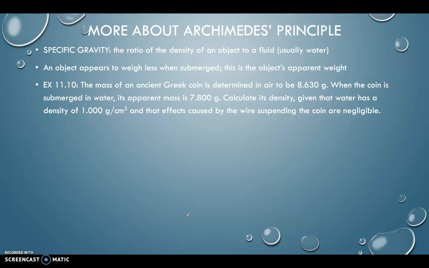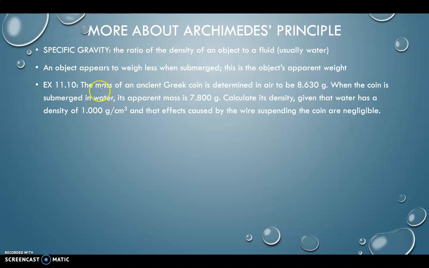So that's kind of the idea that we were just looking at. An object appears to weigh less when it's submerged, and this is called the object's apparent weight. When we submerge something into water, it seems to weigh less. You have probably noticed that when you're swimming in a pool, or a pond, or a lake, you feel like your body weighs less than on land. It's easier to walk around. So let's look at an example.